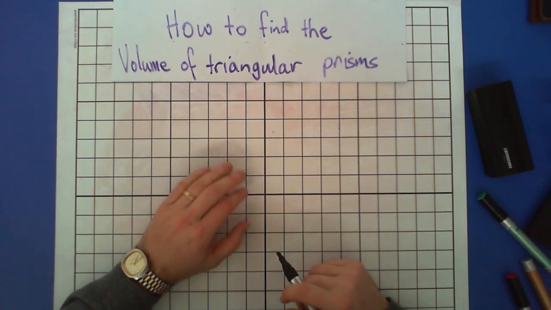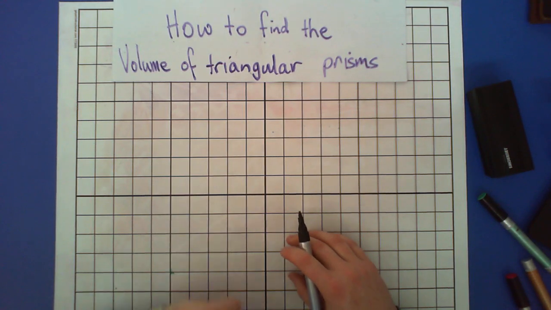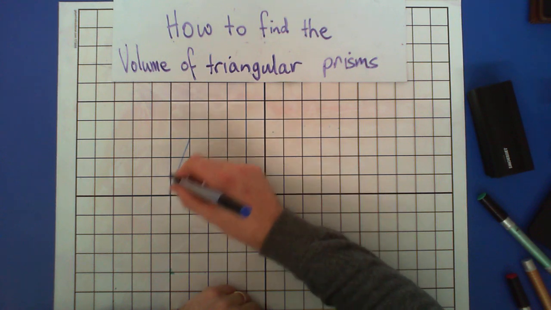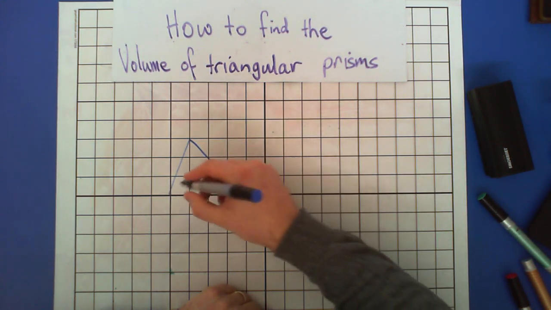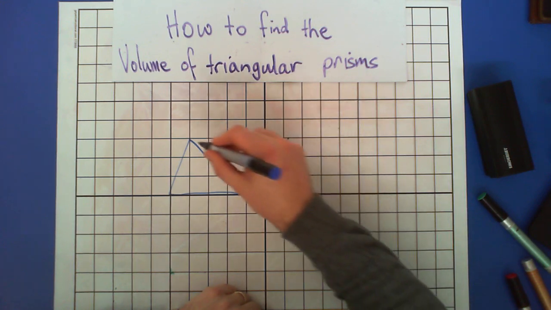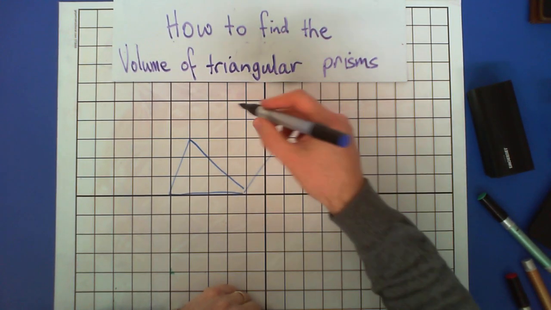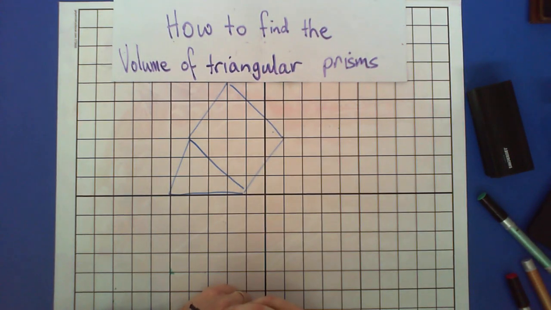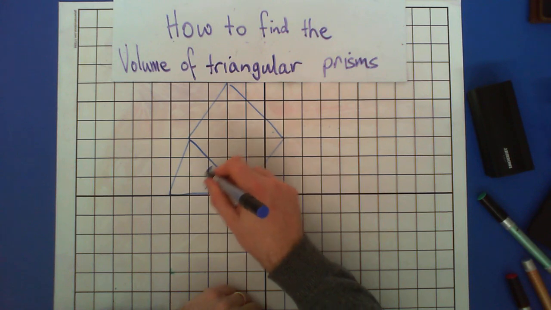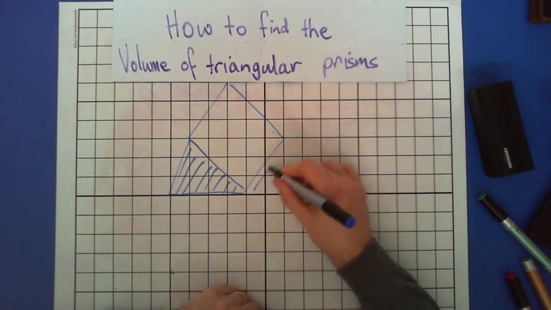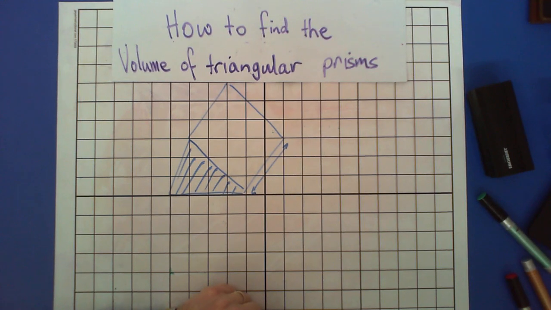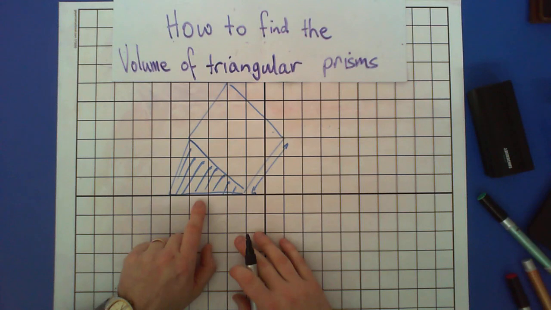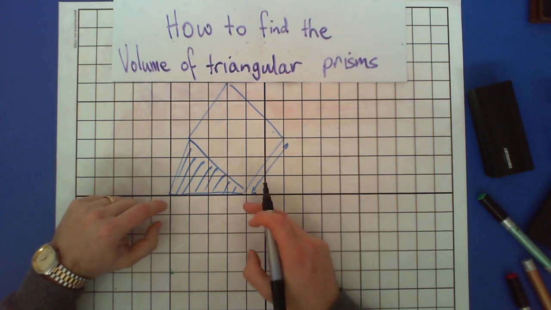Okay, what we're going to do now is have a look at how to find the volume of triangular prisms. So I said in a previous video that when we've got a prism, we always look at finding the area of the end of our prism and multiplying it by the length. Okay, so area of the end times by the length. Now, all that's different in this one is the area of our end is a triangle.